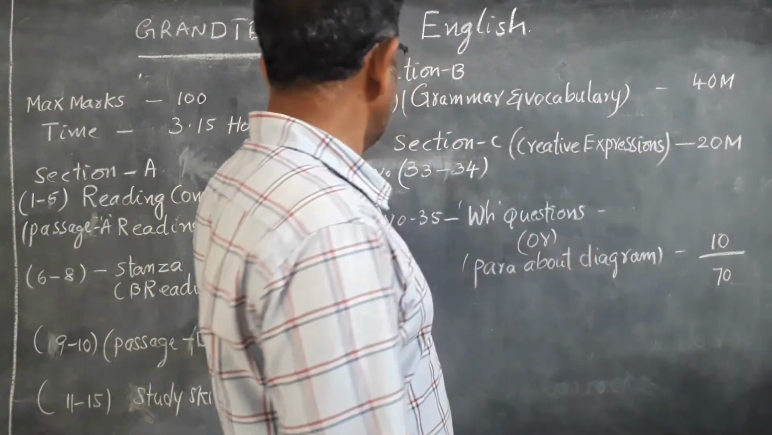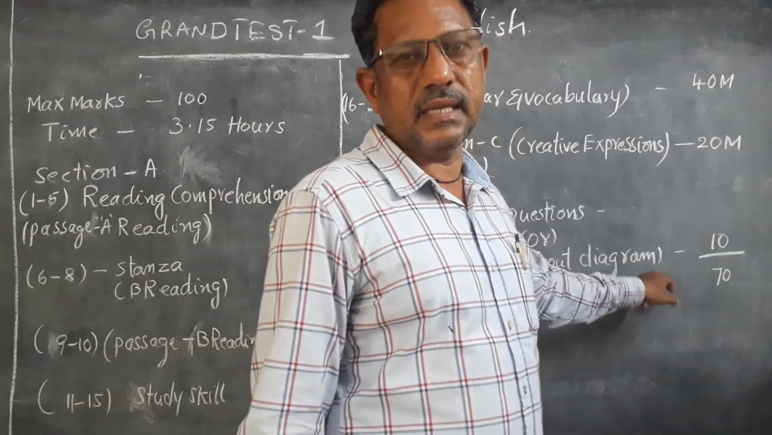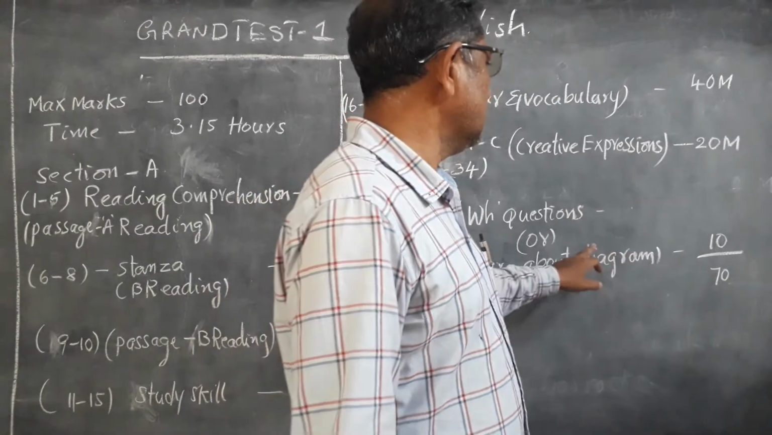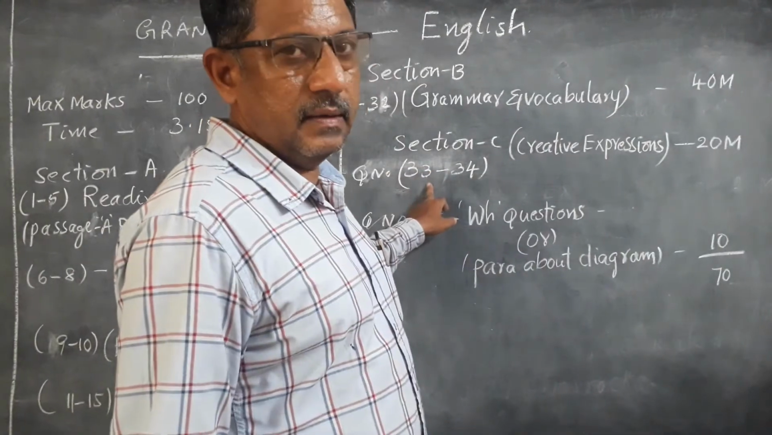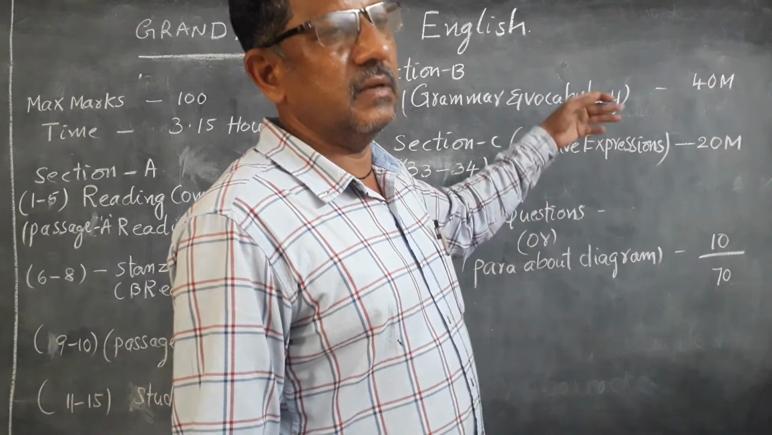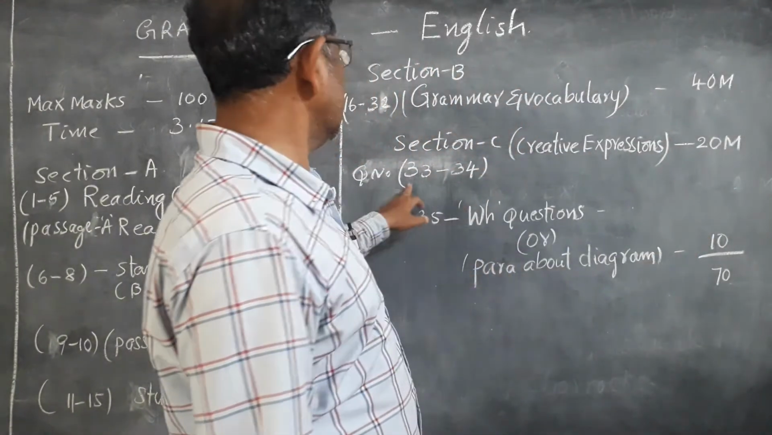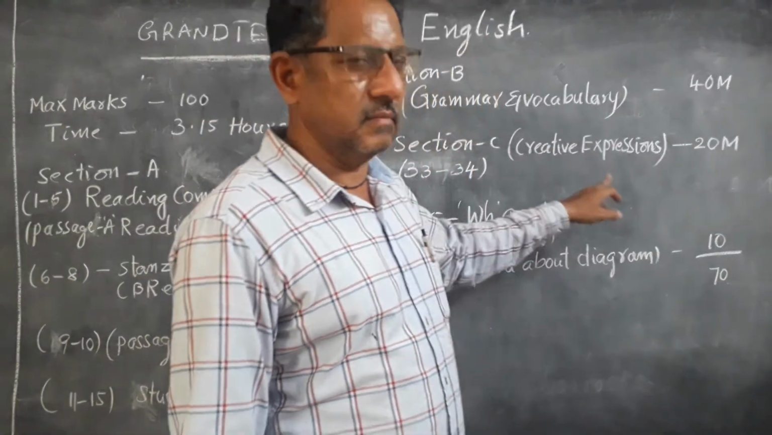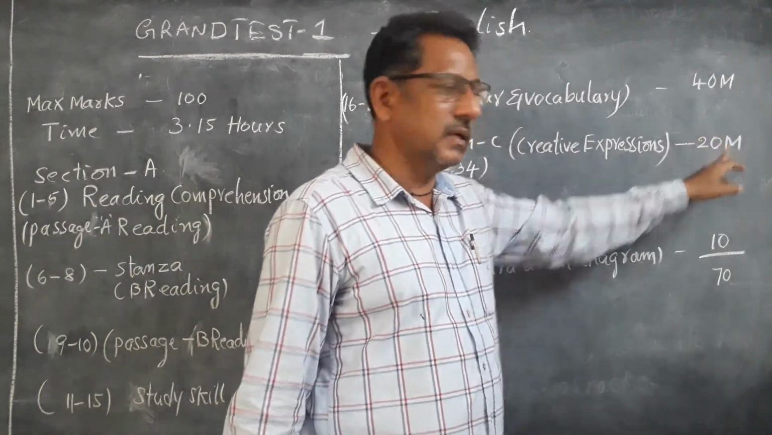Next, question number 34, letter or biographical sketch. Select one. It carries 10 marks. Question number 33, write either conversation or diary entry. Whichever is easy for you, write one. Carries 10 marks. Next, question number 34, write either letter or biographical sketch. Creative expression carries 20 marks.